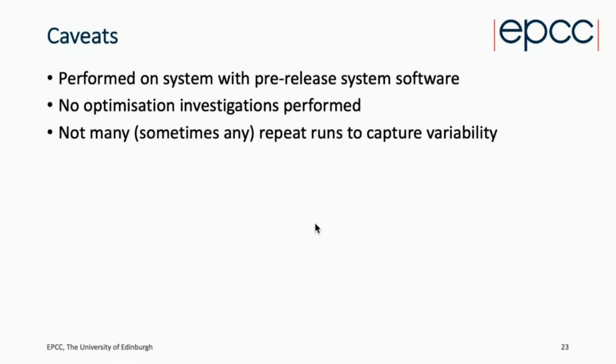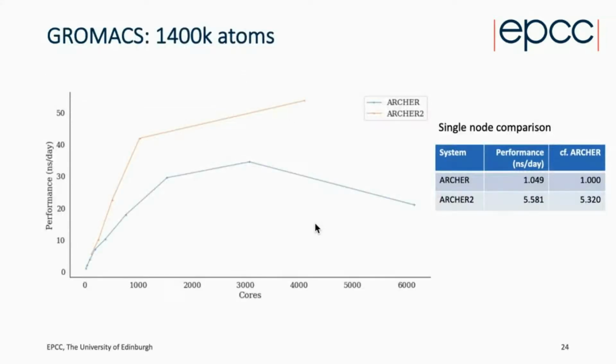So hopefully that means the variability should be limited, even if there was any. I've got just three different codes I've managed to look at so far, and only for a limited number of data points. The first one I've got here is GROMACS. The thing to say about this graph is that up is better performance. The orange curve is ARCHER2, the 4-cabinet system, and the blue curve is ARCHER itself.